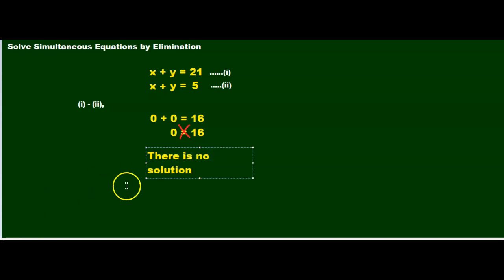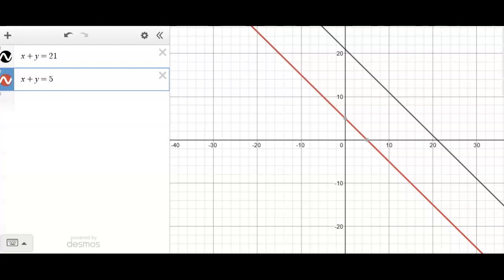On the graph, what does that mean when there's no solution? So we have the black line, which is x plus y equals 21, and the red line, which is x plus y equals 5. Now, do you see that the lines are parallel? Because they're parallel, they never meet, and therefore there's no intersection point, and therefore there's never any solution.